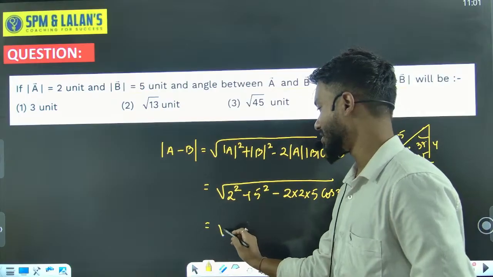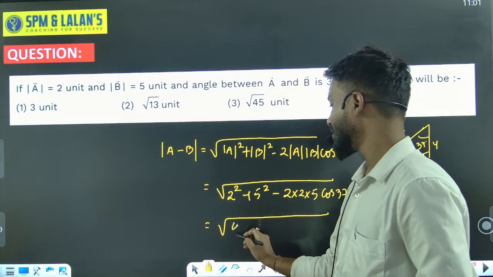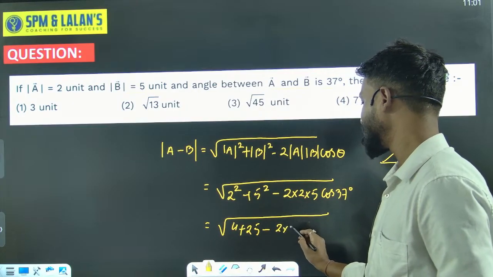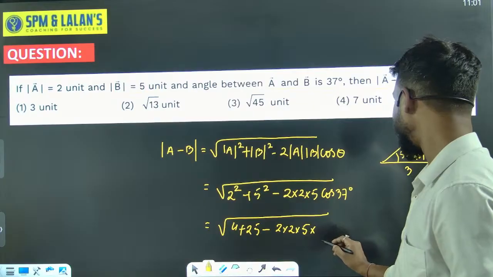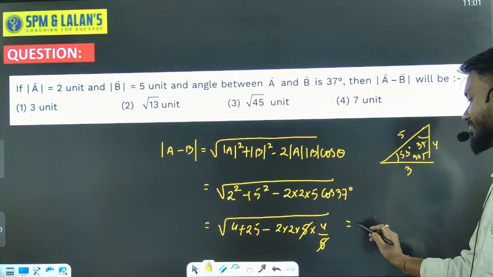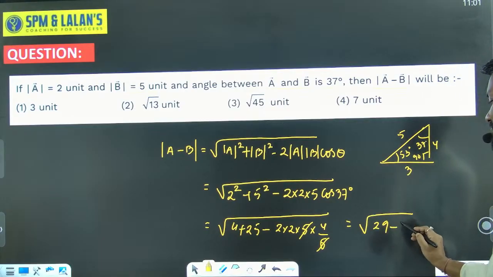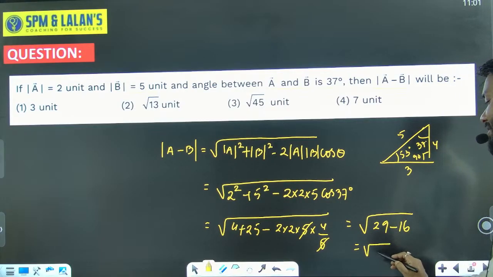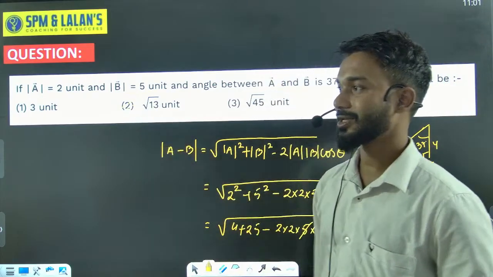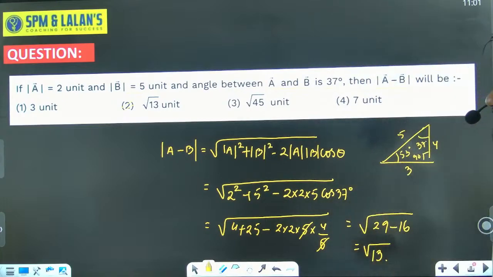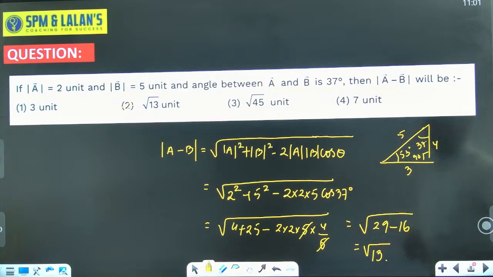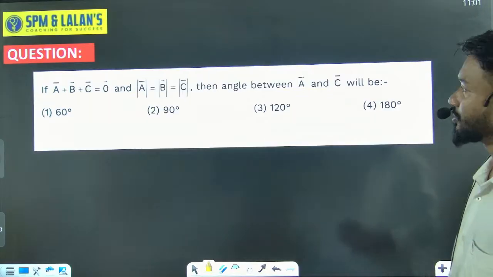We'll replace that data. So which will be 4 plus 25 minus 2 into 2 into 5, cos 37 is 4 by 5. They will cancel out. So 4 4s are 16. So we'll get 29 minus 16, and that will give us root 13. So answer will be option number 2. I hope it is clear. Next is, see, this root is over the entire term. Okay. Next question. This is a good question.